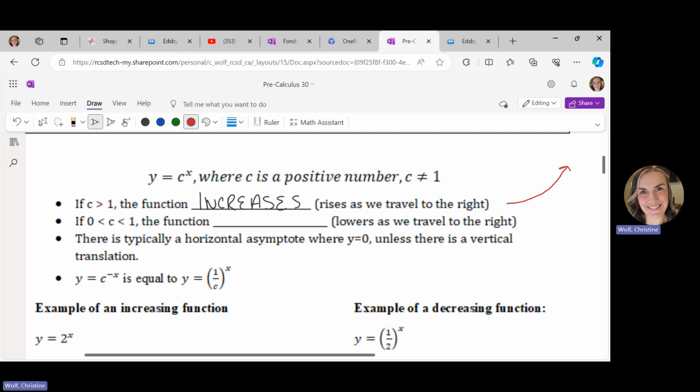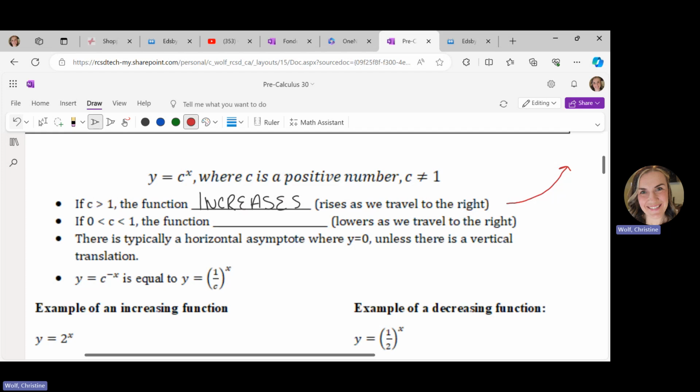Okay, the other scenario, if c is within 0 and 1. So remember I said it can't be negative, right? So I'm never going into the negatives, and I also said it can't be 1. So you'll notice I have no equal signs with my 1s, right? Because 1 is off limits. We are either strictly greater than 1 or strictly less than 1, but not negative.